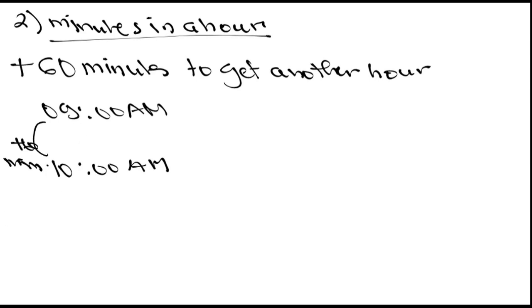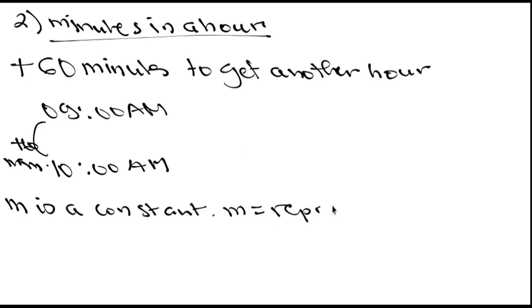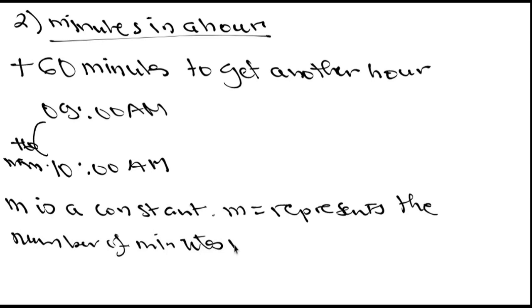So M is a constant. M represents a particular value, which is the number of minutes in an hour.